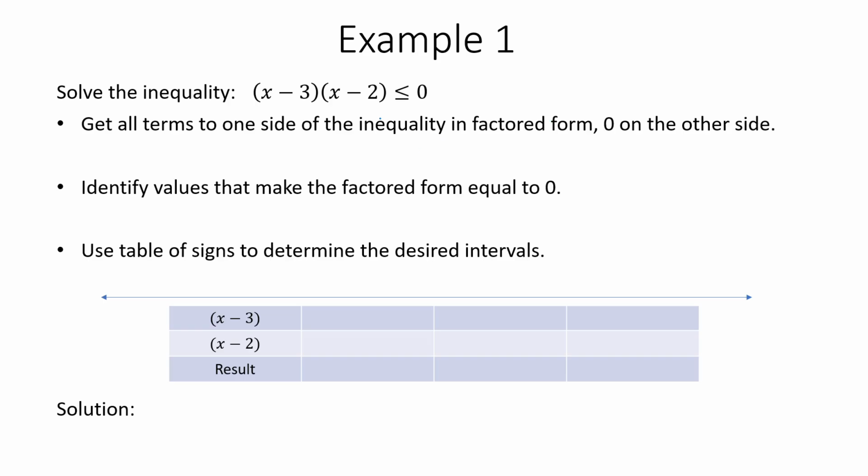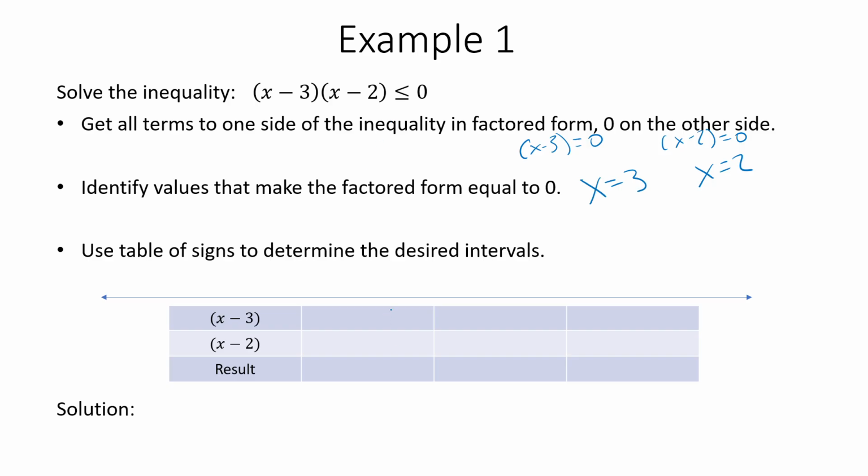If we thought about it as an equation equal to 0, all we would do is take x minus 3 and set that equal to 0, and then take x minus 2 and set that equal to 0. We would find that if x equals 3 or x equals 2, then the factored form is equal to 0. Now we want to use those two values to build a table of signs to determine the desired intervals for which the left-hand side is less than or equal to 0.